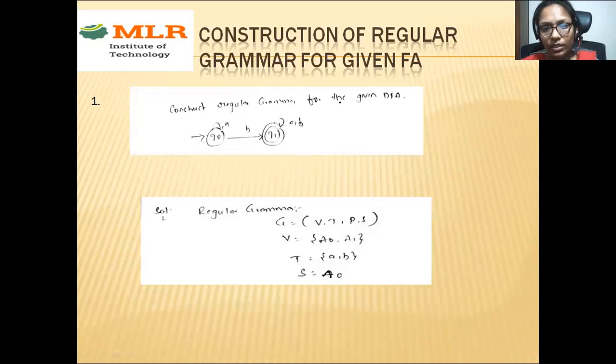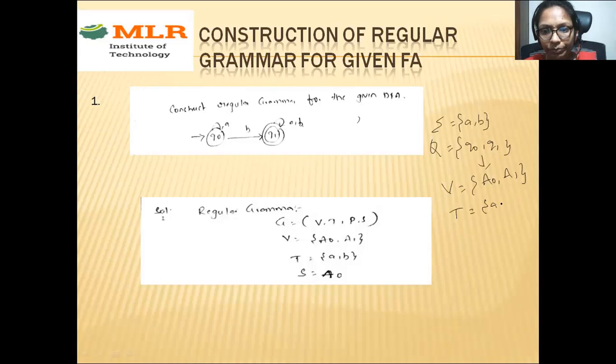So what is the regular grammar? First we will take the set of states Q. What are the states we have? Q0, Q1. This is equivalent to vertices, right? So the vertices we are taking as A0, A1. And what is sigma for your problem? For our problem, sigma is a comma b. So T will be a comma b only.